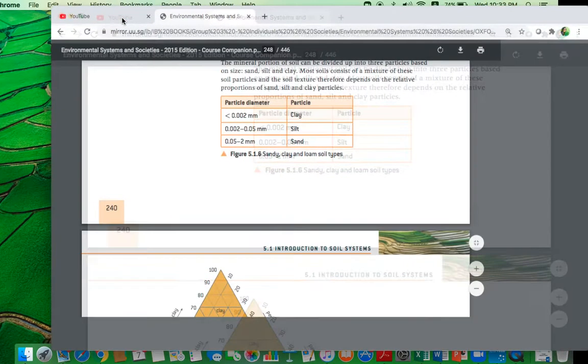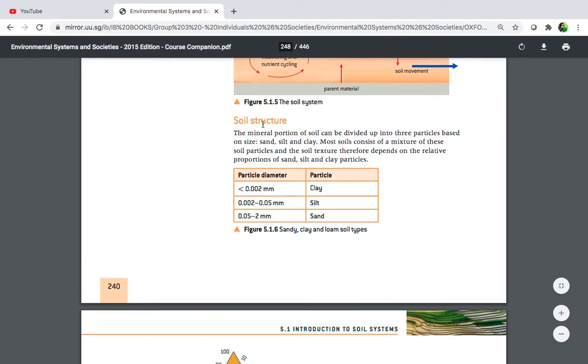So, the first thing that we need to know about soil structure is that soil contains a mineral portion and can be divided into three main particles based on size: sand, silt, and clay. Most soil consists of a mixture of these soil particles, okay? And every single particle of clay, silt, and sand has a specific diameter. For example, the particle diameter of clay is less than 0.002 millimeters. Silt is between 0.002 and 0.05 millimeters, and sand is a little bit bigger, so 0.05 to 2 millimeters, as you can see.